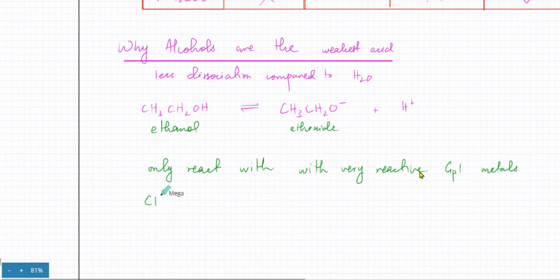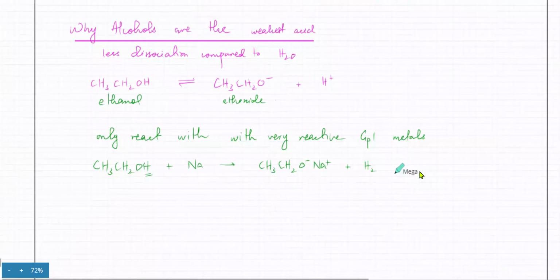So one reaction would be that if CH3CH2OH reacts with sodium, the H of the OH group is going to get displaced by sodium. So it's going to become CH3CH2O minus 1 and Na plus 1, and hydrogen gas is going to be produced. Okay. Acha, Sara, Ariba, is this clear? Yes.